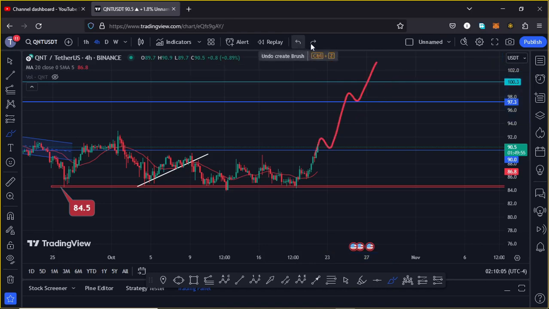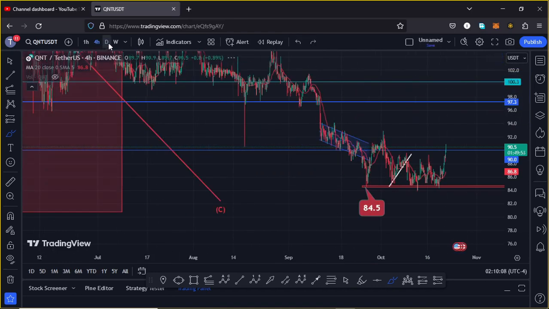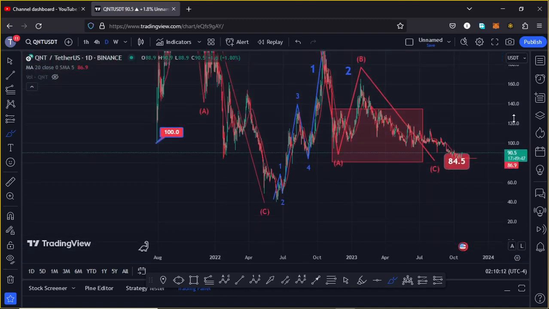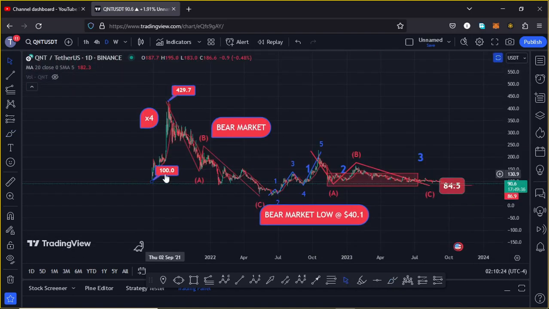Q&T also continues to obey the Elliott wave structures, and jumping to the daily chart to give you my long-term Elliott wave analysis here on the Q&T chart, you can see that Q&T back in 2020 gave us those lows at around the $100 mark before we saw that massive bounce to the upside, giving us all-time highs above the $429.7 mark, which was a 4x to the upper side. After seeing the all-time highs, we started a bear market where we had been correcting to the lower side, giving us bear market lows at around the $40.1 mark.